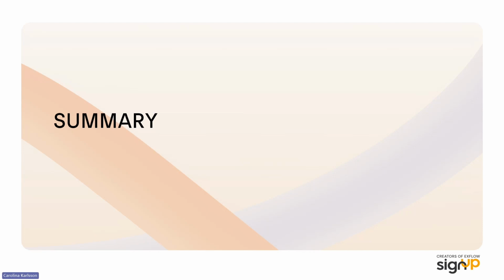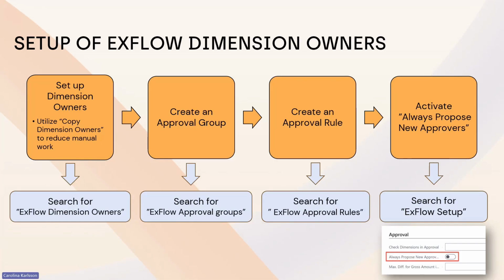So that might have been a lot of information. So I have created a summary for you guys, the setup of ExFlow Dimension Owners, the 4 steps that you need to take to set up the dimension owners. So first, you set up the dimension owners. You search for ExFlow Dimension Owners. That's where you do that. And use the copy dimension owners to reduce your manual work. So don't set everything up manually. Use that to have less manual work.